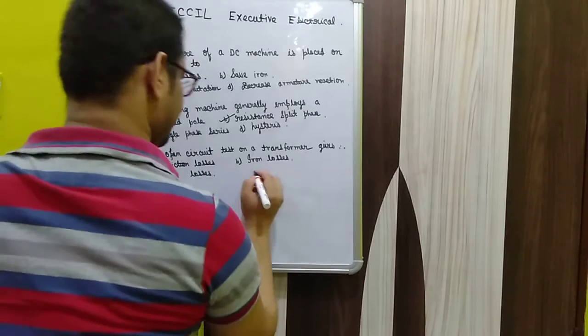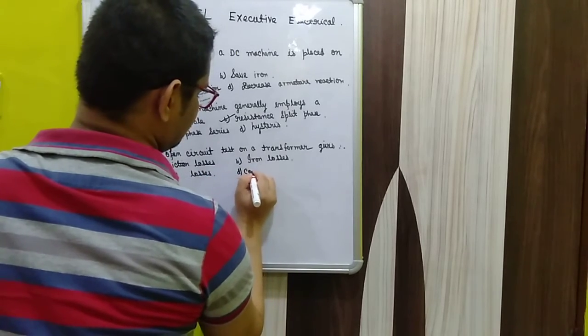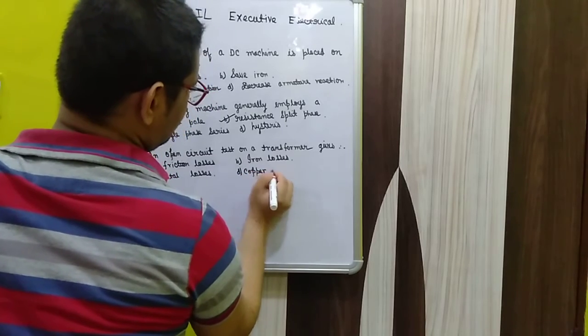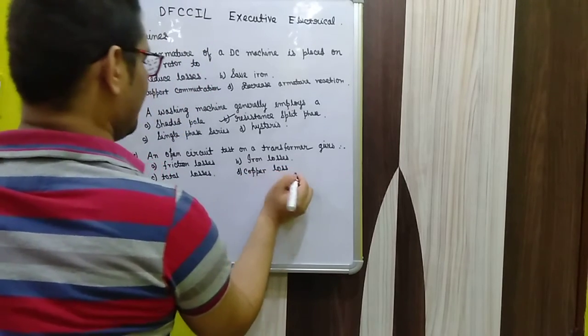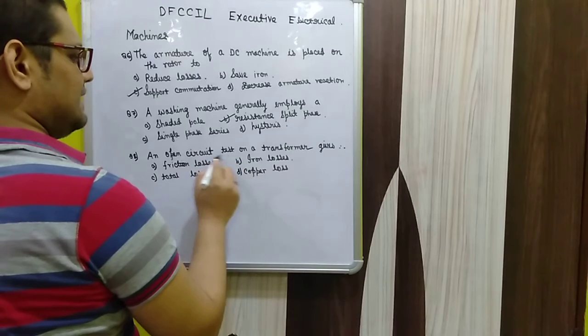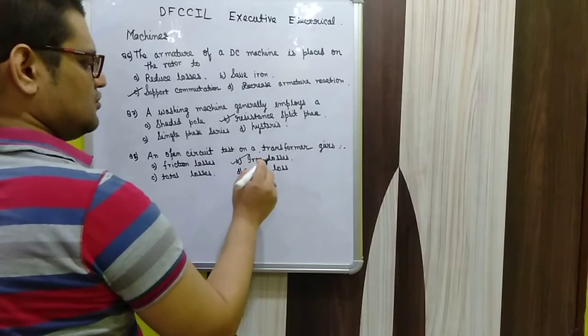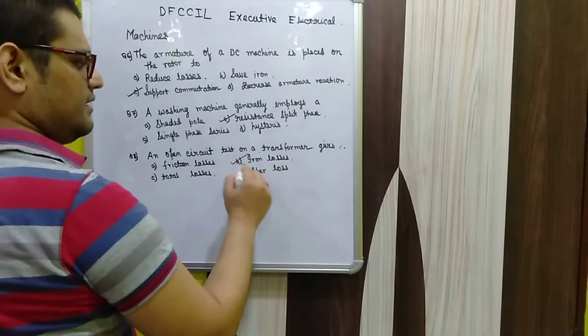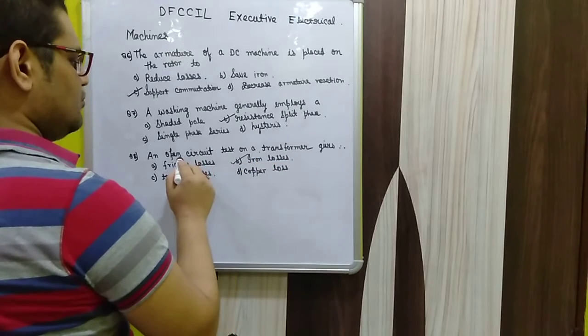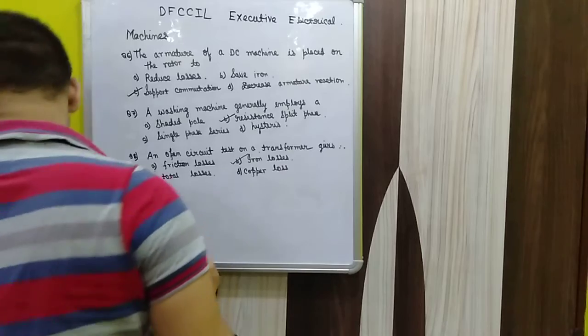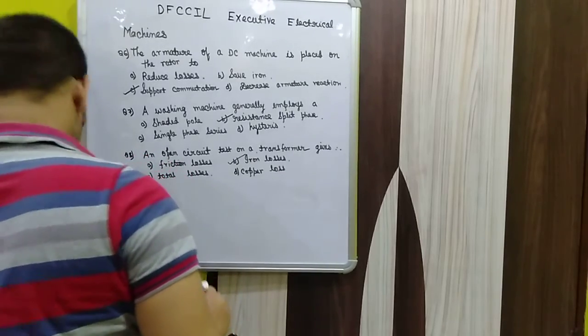And option D is given as copper loss. So we know why we do the open circuit test. Open circuit test on the transformer is only done to determine the iron loss. So if we want to check or determine the iron loss, we do the open circuit test on the transformer. So I hope it is clear to you.